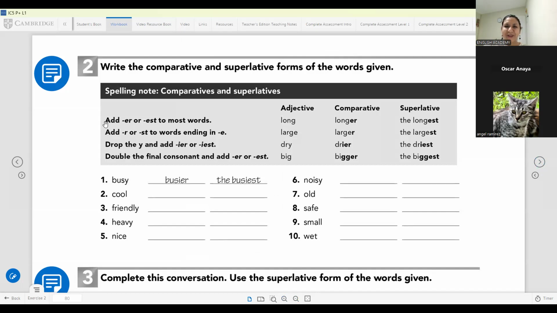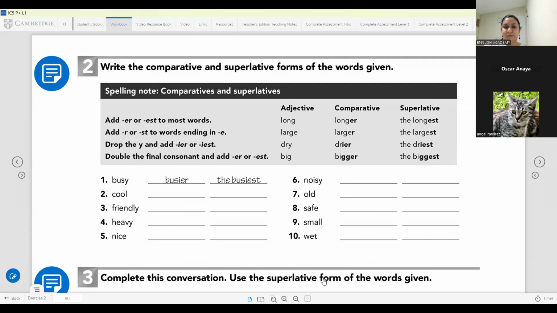Well, here in the workbook we can find it. With comparatives, we compare only two things, okay? And we add er, or more than. And with superlatives it is three or more things. We compare three or more things, okay.